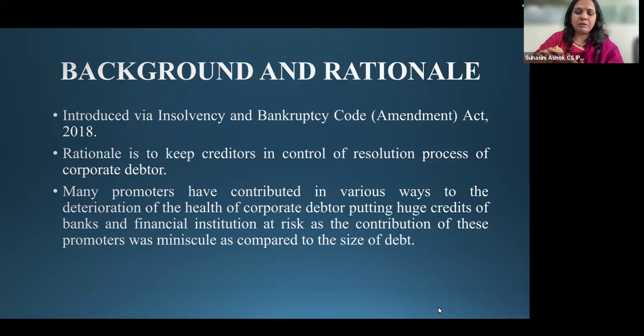There are four objects of the code. One is resolution of the corporate debtor, maximization of value to all the creditors, and balancing the interest of all the creditors.